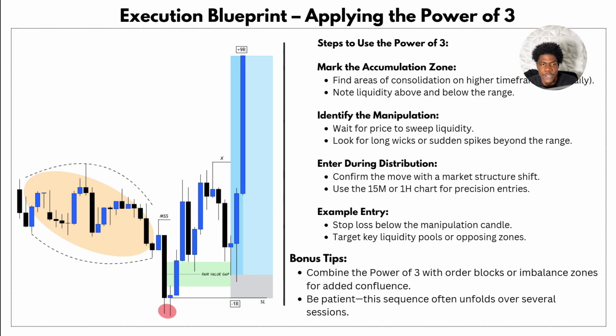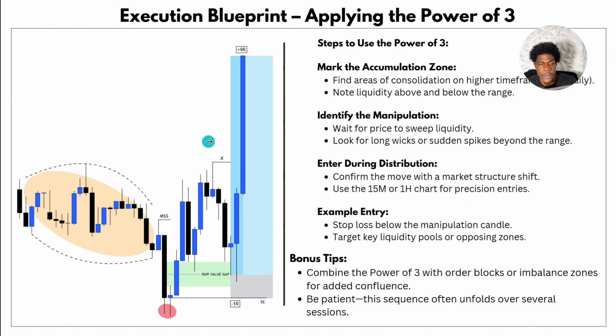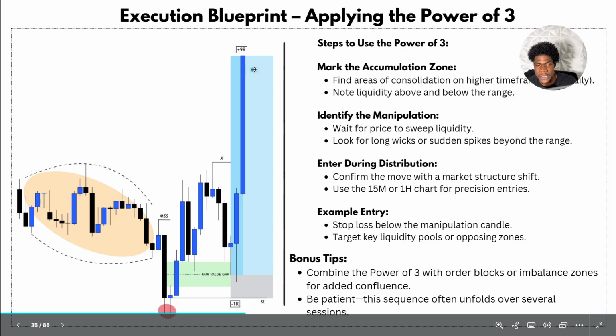And third, we enter during the distribution move. We confirm the move with a market structure shift, and we use the 15-minute or 1-hour chart for precision entries. As you can see right here, price left this 15-minute fair value gap after our market structure shift, and price left this inducement liquidity low. We see that price pushed down lower, cleared this inducement low, tapped inside of our 15-minute fair value gap, and then extended higher to opposing side highs right here.